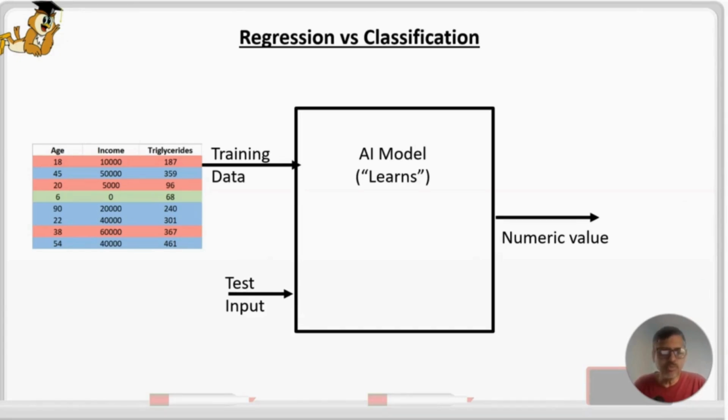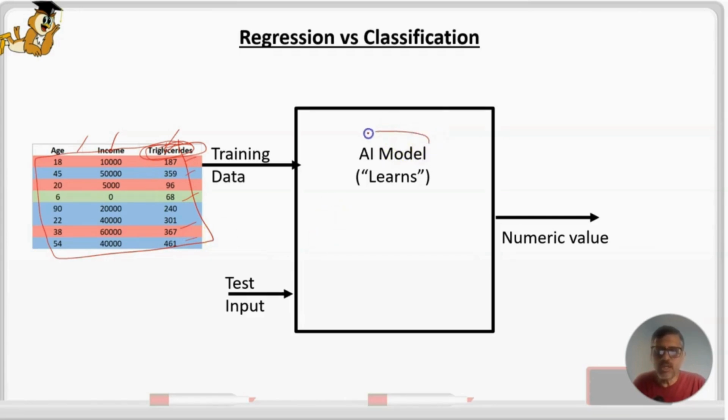So for example, if you wanted to predict the cholesterol levels of people based on their age and income, this value would be a numerical value. Your training data would comprise the independent variables age and income, and it would also comprise the dependent variable, which is the triglycerides or cholesterol that you wanted to predict. And you had a tabulation of this training data. Note that the training data did not have categories, it had actual numerical values. So this was all about predicting numerical values.